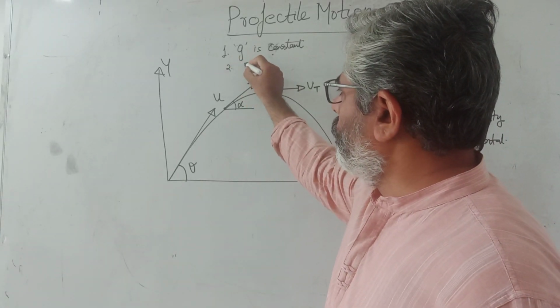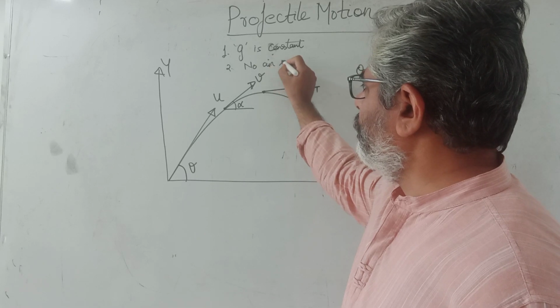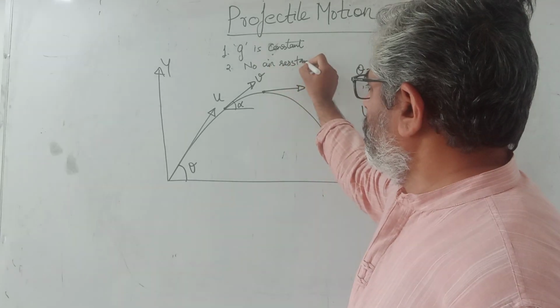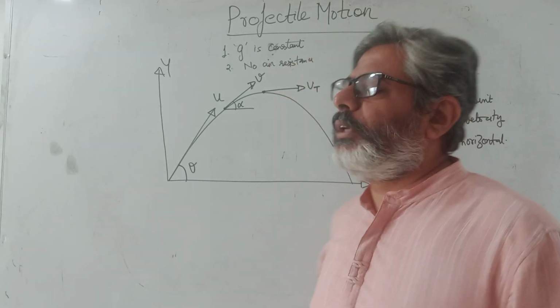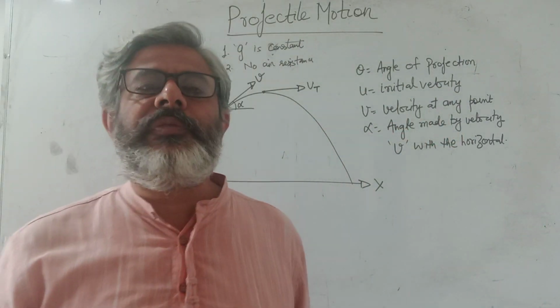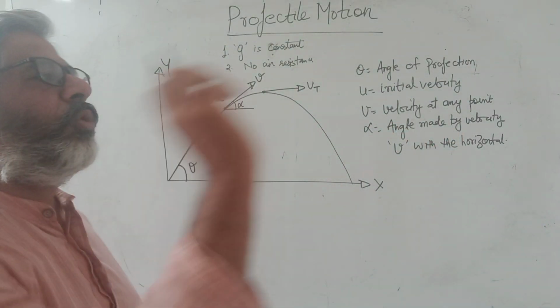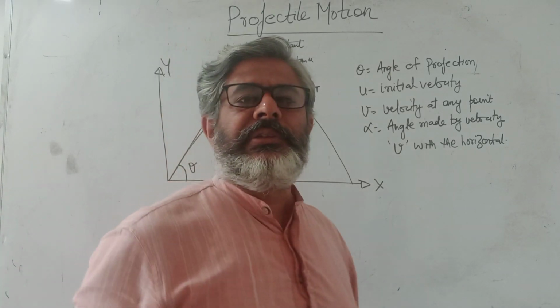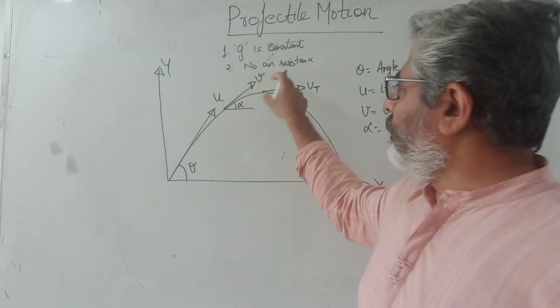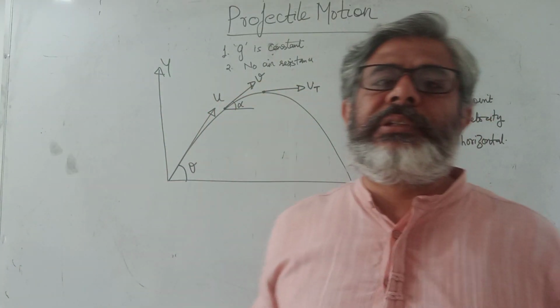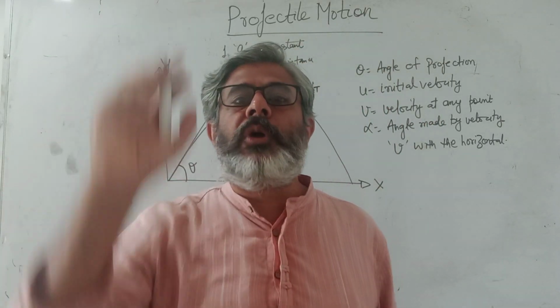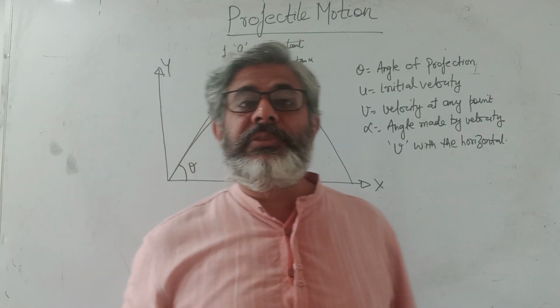Secondly, there is no air resistance. Actually, it is not true. There is some amount of air resistance. For example, if you throw a ball, it is facing some resistance. Now, is this air resistance important? Yes, it is important, because for example, if you throw a paper, then air resistance is very important.